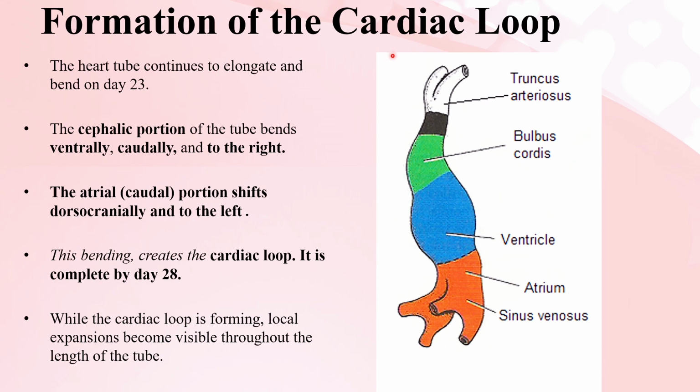So the formation of the cardiac loop is very important because the tube starts to elongate and fold on day 23. These are the different parts of the bulbus cordis: the bulbus cordis, the conus cordis and the truncus arteriosus. This is the primitive ventricle and primitive atria, and these are the sinus venosus which are forming the inflow region of the heart. So when the heart starts bending, this bending will be completed by day 28.